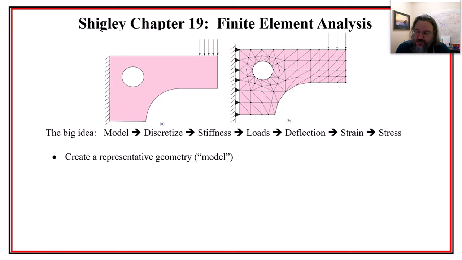So we're creating a representative geometry, a model, right? And if you're a Monty Python fan, it's only a model, right? Camelot. If you don't know that reference, you need to watch Monty Python's Holy Grail.